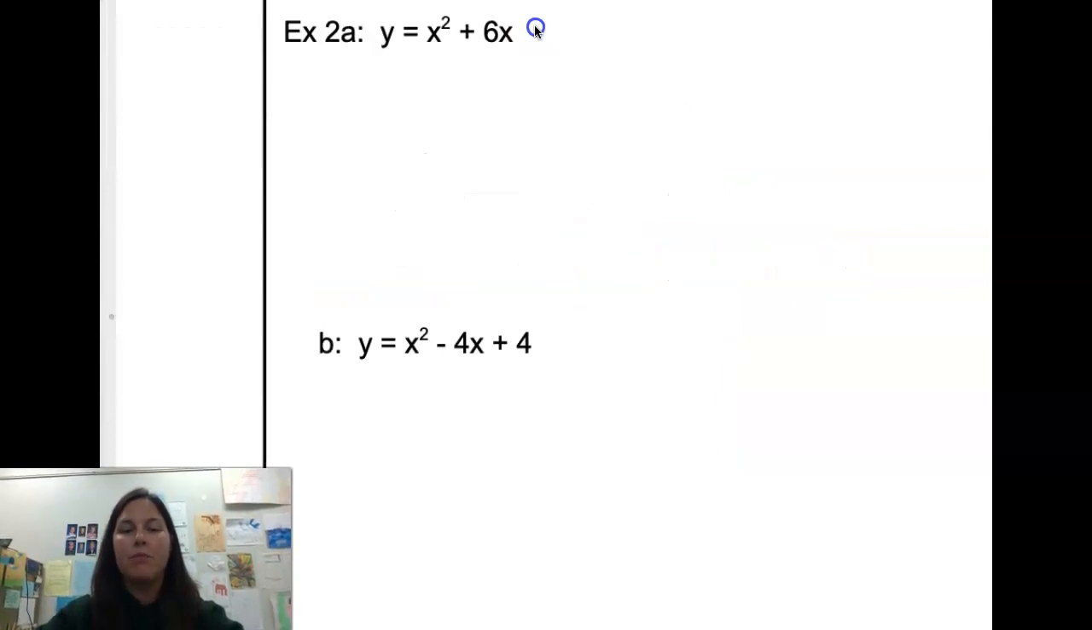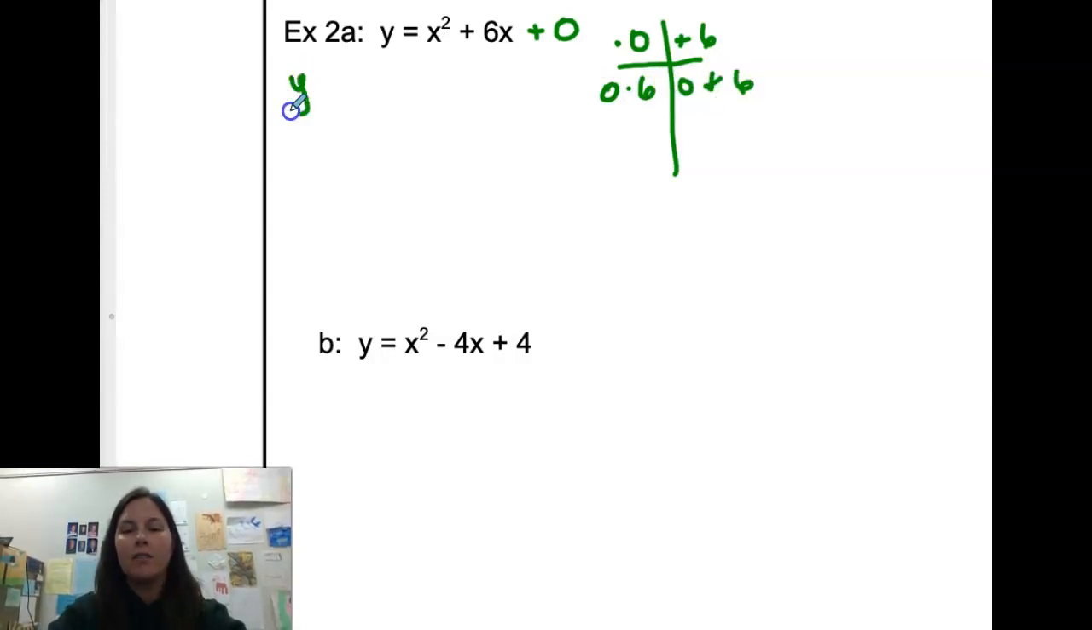Example 2, we are missing one of the terms. We have our x squared term, we have our x term, but we are missing the constant, so I'm going to go ahead and add a 0 for my constant before I set up my t-chart. I am multiplying to 0 and adding to 6. So what numbers do that? 0 times 6 and 0 plus 6. Factoring this one, we get x plus 0 and x plus 6.